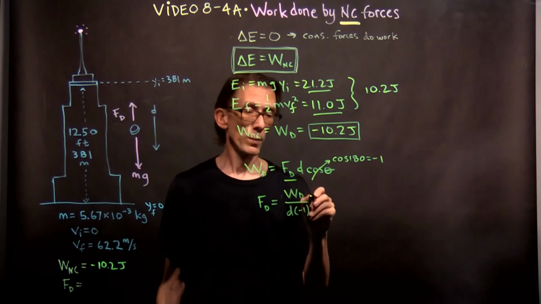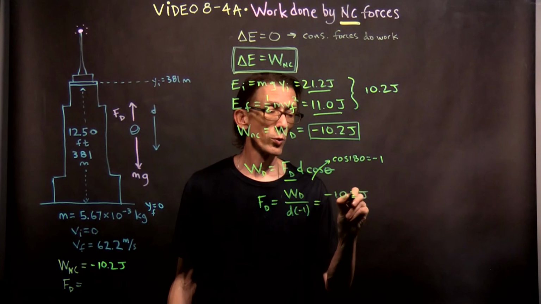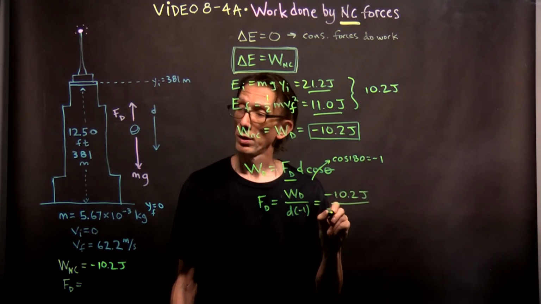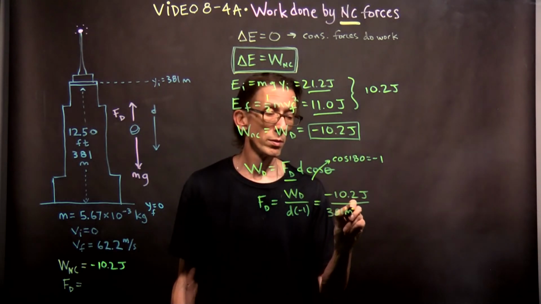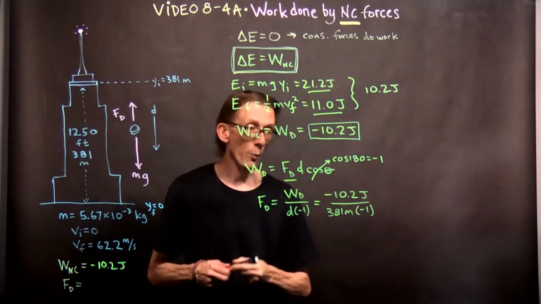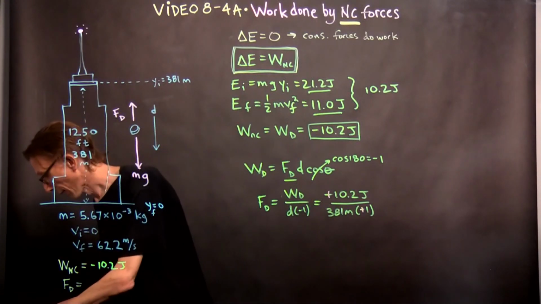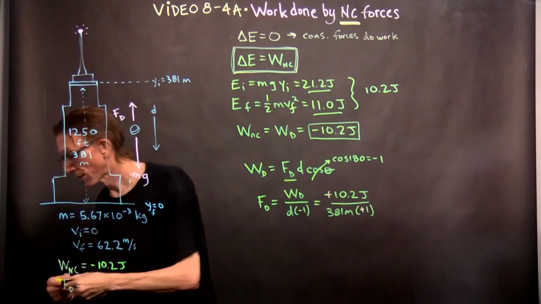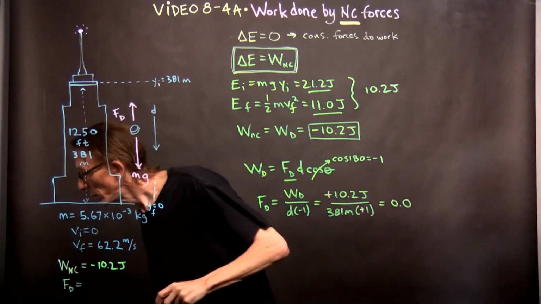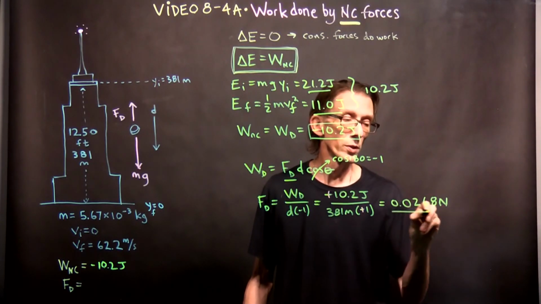And we know these things. The work done by the drag force is given, minus 10.2 joules. We found it already. Divide that by 390.81 meters times minus 1. Notice you've got two negatives, one on the top, one on the bottom. They cancel. And you're left with the average force on this thing throughout this flight is 0.0268 newtons.